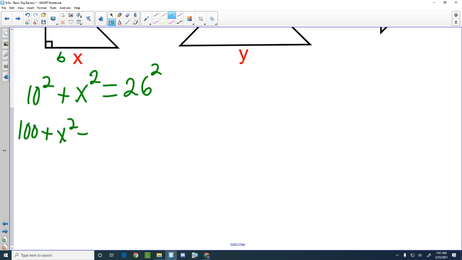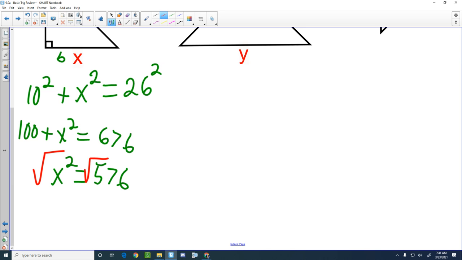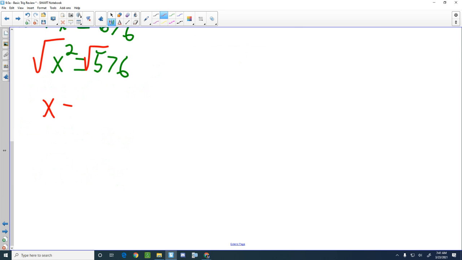100 plus x squared equals, what is 26 squared? 676? So then x squared equals 576. And hey, when I've got x squared, I need to cancel out the square. What operation do we use? What's the opposite of squaring something? The square root, right? So you square root both sides. And what does x equal?